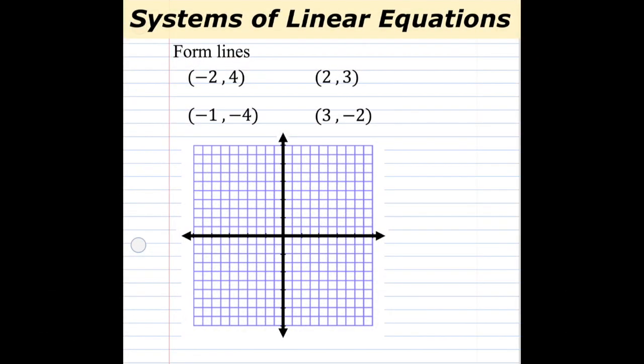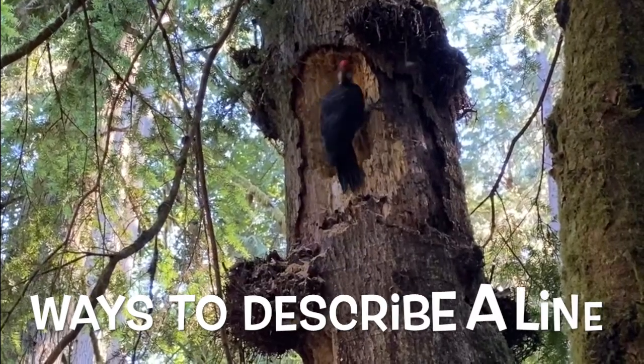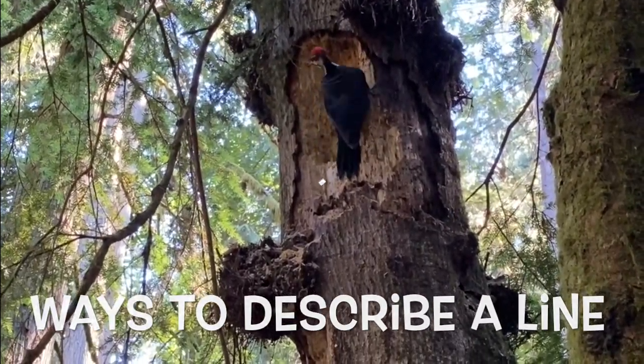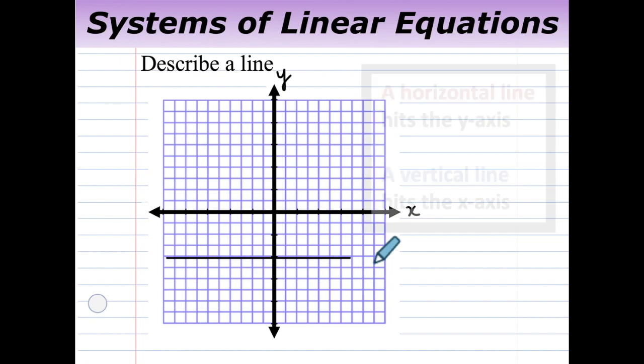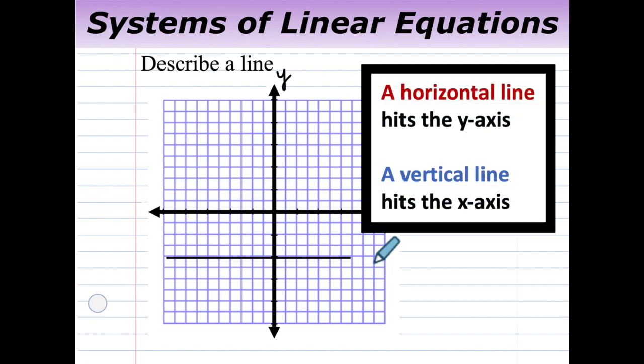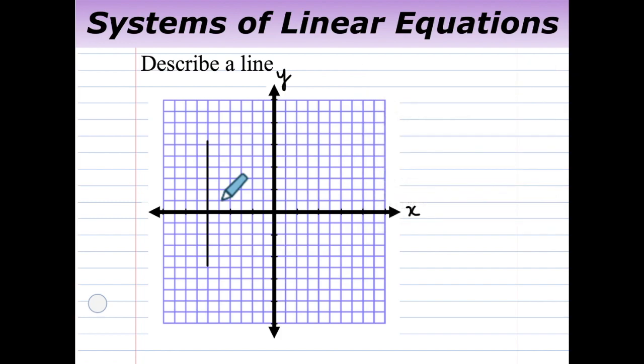If we choose 2 points, (-1, -4) and (3, -2), 2 points can join to form a line, and that line has a rate of change or a slope. A line could be horizontal and only hit the y-axis. This line's slope would be 0. Or a line could be vertical and only hit the x-axis. This line's slope is undefined.